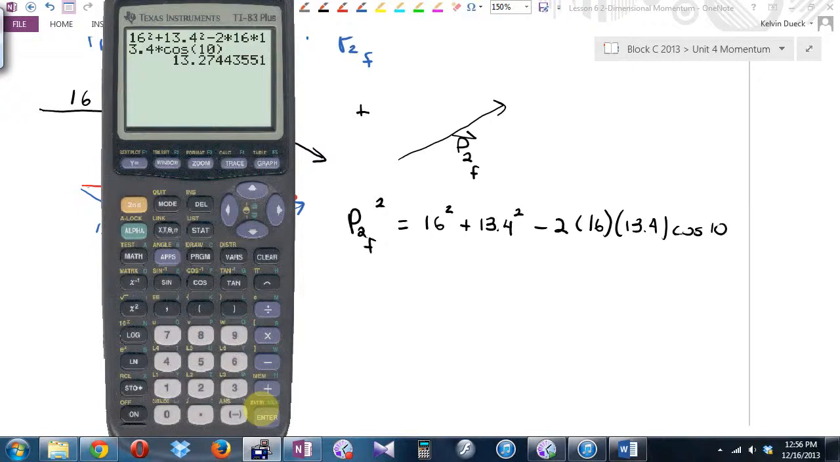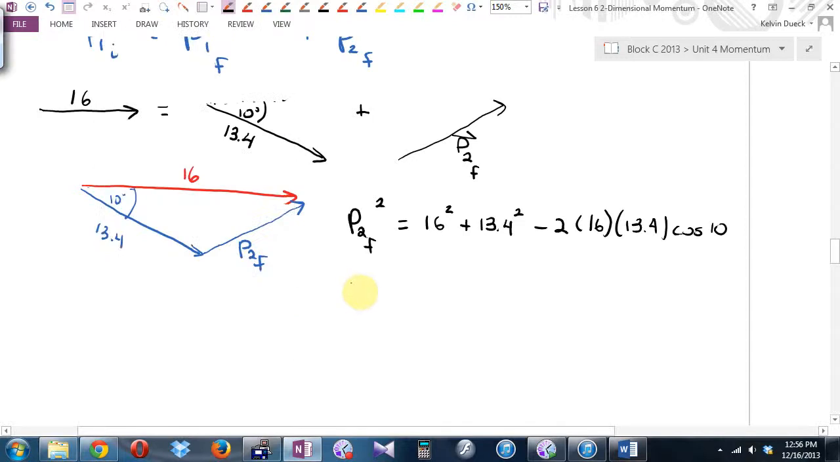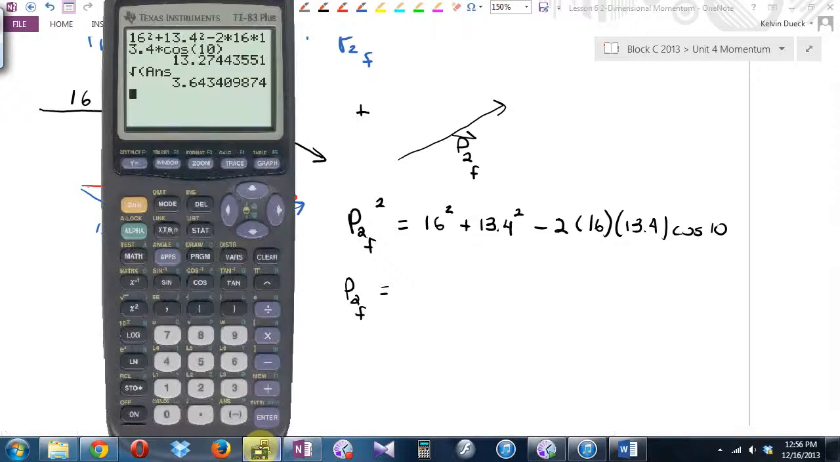What do I have to remember to do? Okay, this gave me the momentum squared. So don't forget to square root. The final momentum of object 2 is 3.6434. You know what? I'll carry a few extra sig figs. Momentum of object 2 final is 3.6434.